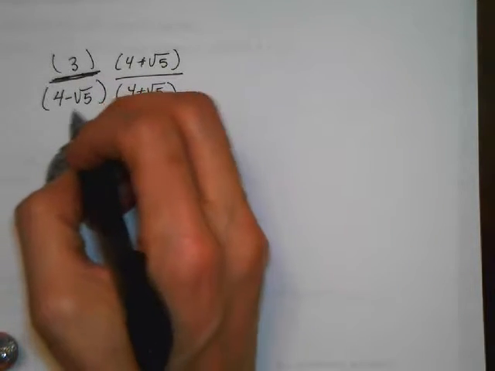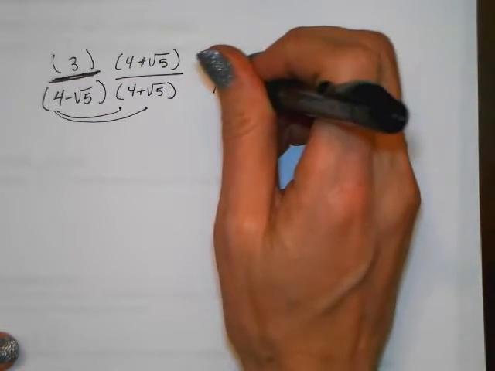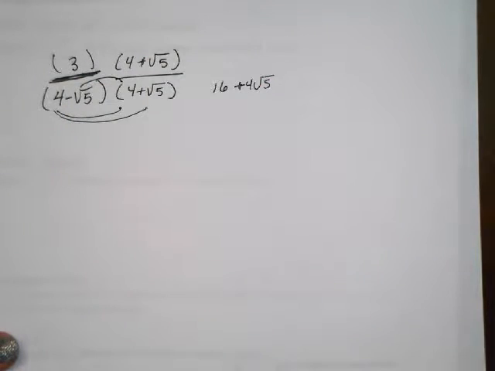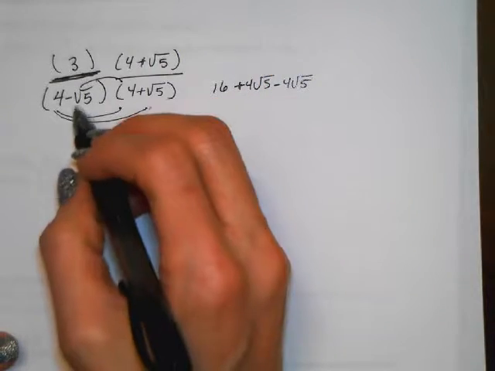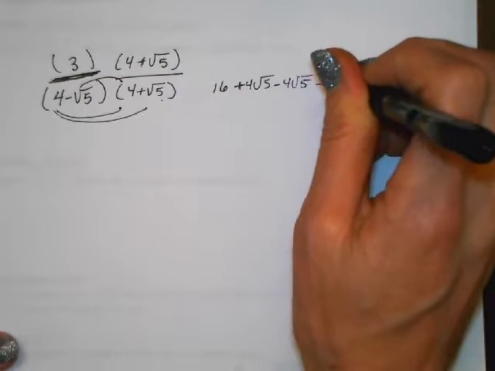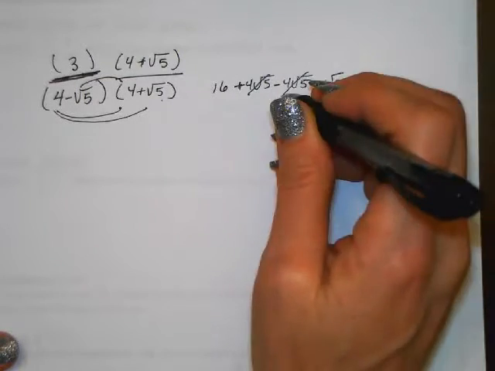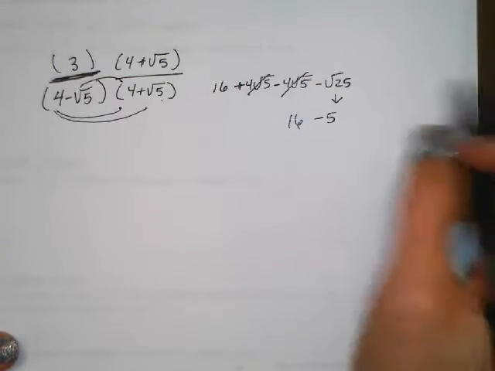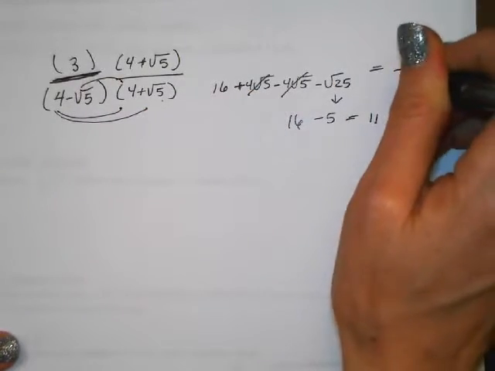So an example would be, 4 times 4 would be 16. 4 times the square root of 5 would be plus 4 square root of 5. Then the end term here, negative square root of 5 times 4, would give me minus 4 square root of 5. And then the negative square root of 5 times the square root of 5 really became negative square root of 25, which we know to be 5, so it would be negative 5. These would then cancel, because it's a positive and a negative, and I'd just be left with 16 minus 5. Well, that would just become 11. So this would then just be 11 on the bottom.